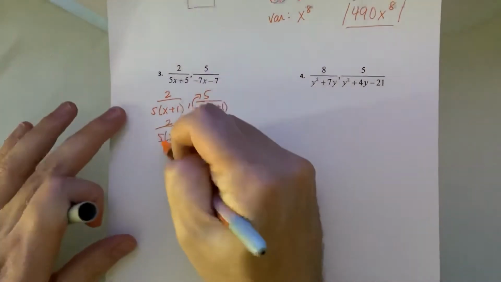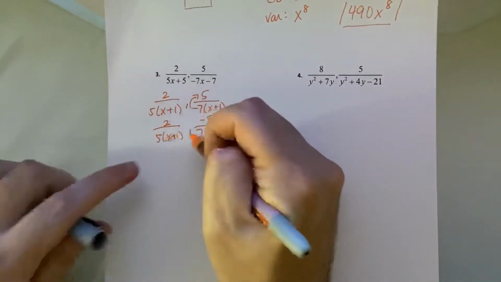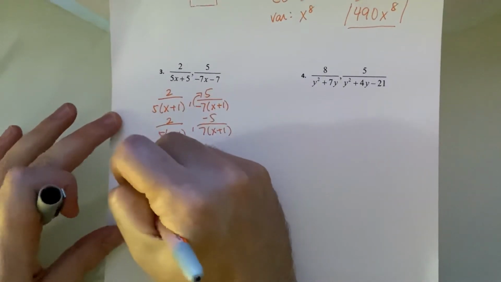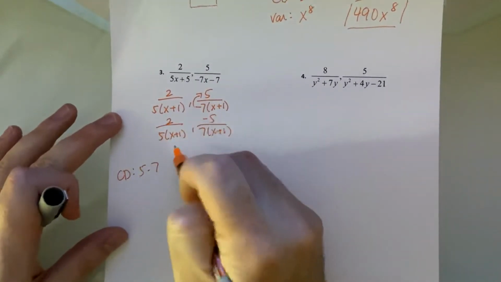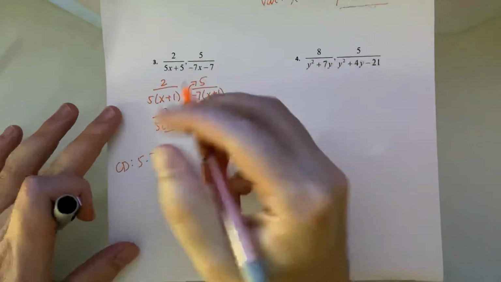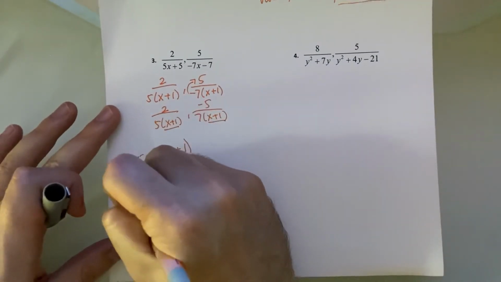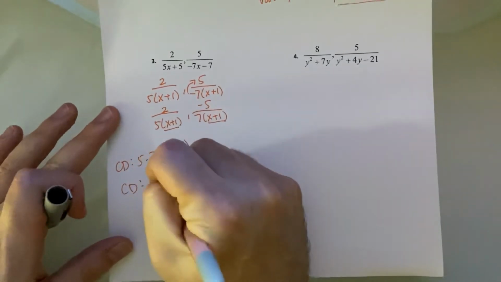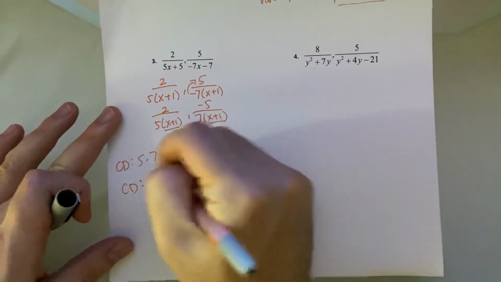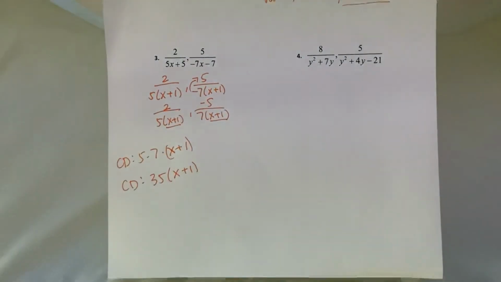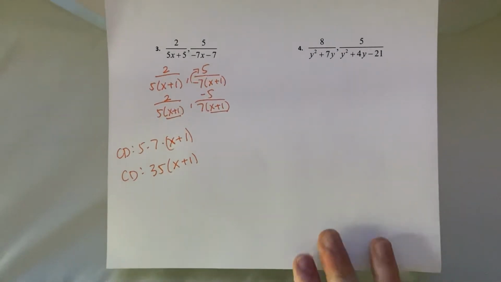So from the number perspective, same argument. The numbers that are multiplied, I need a 5 and a 7. But I also need this x plus 1. So in total, my common denominator is 35 times x plus 1. Or you can leave it like this so it's more clear in that regard.